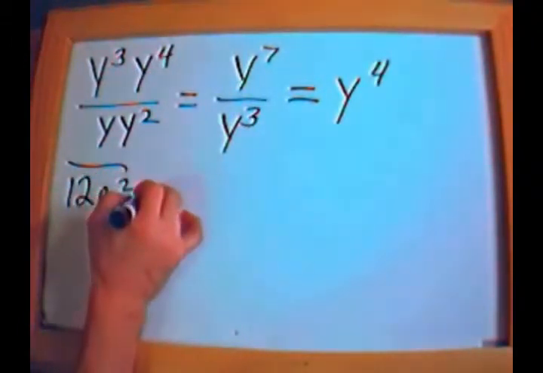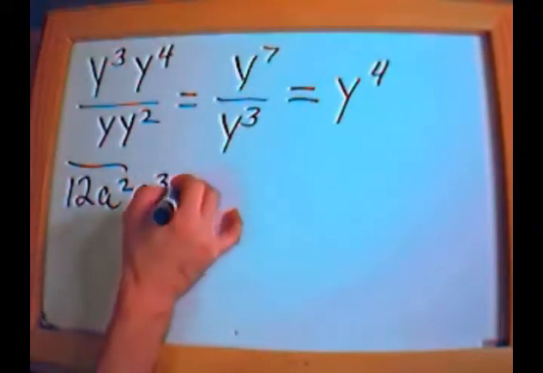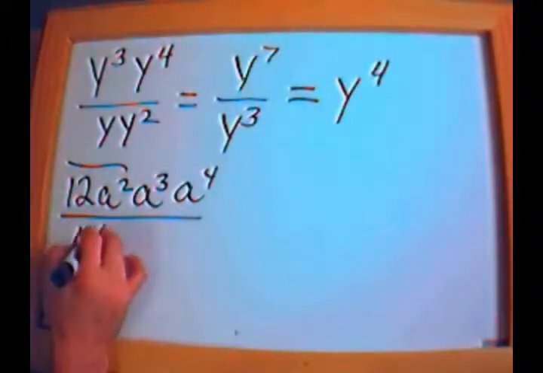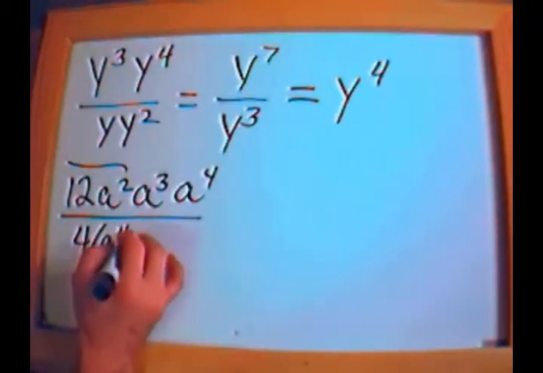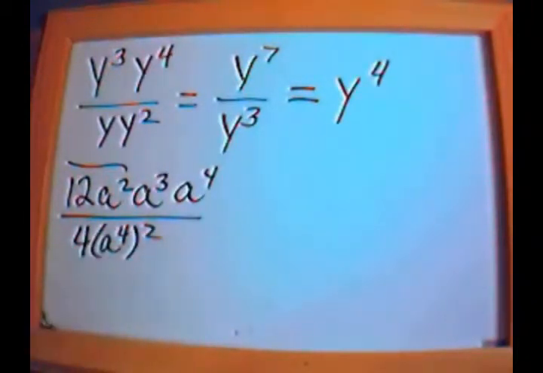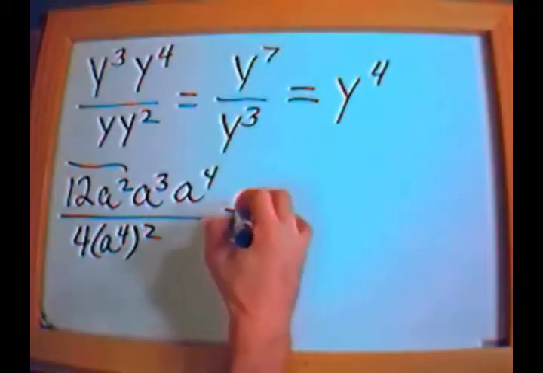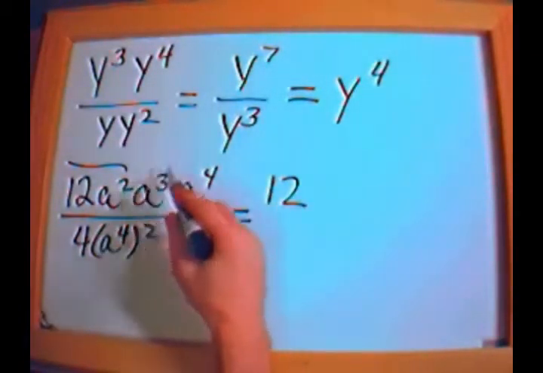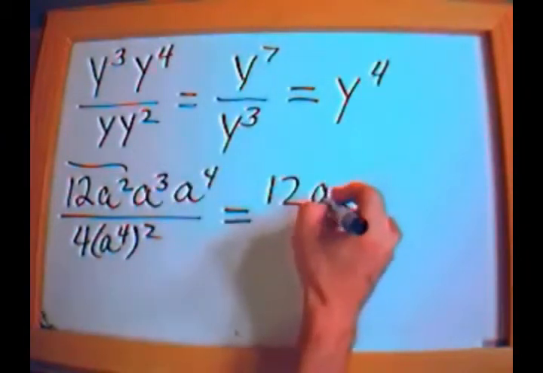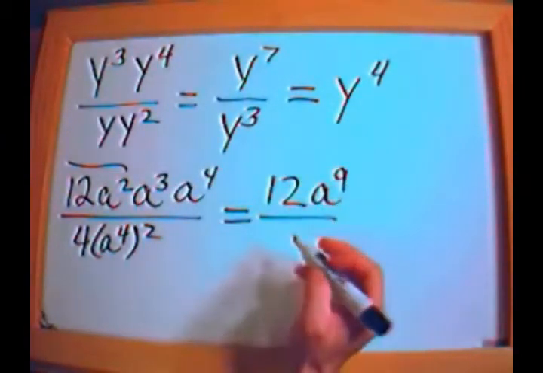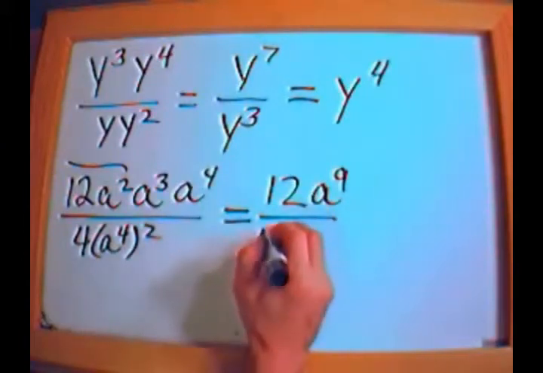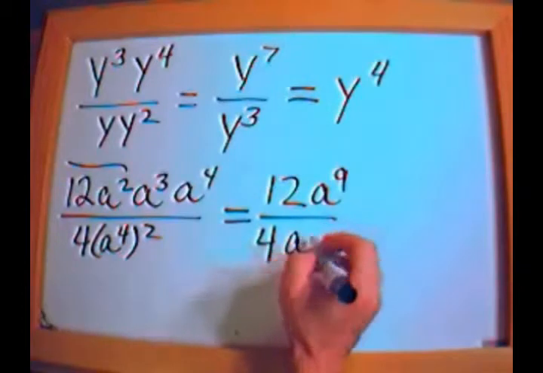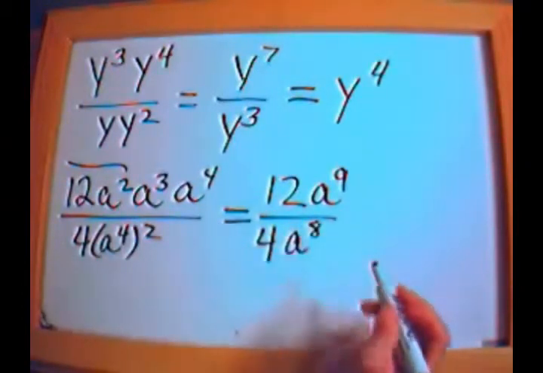12a squared, a to the third, a to the fourth, over 4 parentheses a to the fourth, all squared. Well, the top is easy. It's 12, and I just add these exponents up. 2 plus 3 is 5, 5 plus 4 is 9, so 12a to the 9th over... And then I've got a 4, and then I've got a to the 4th power raised to the 2nd power, which is a, and then 4 times 2 is 8. Okay?